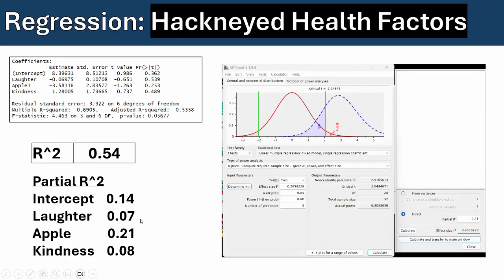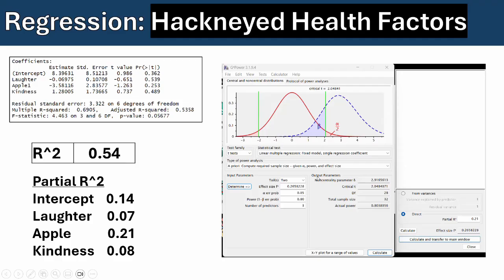So we're going to look at apple, and then, based on having other variables in there. Since we have three predictor variables, laughter, apple, and kindness, we'll put the number of predictors there. But then under determine, I need a partial R squared. So I'll plug in my largest one for apple, 0.21.